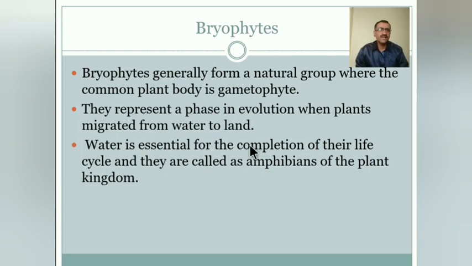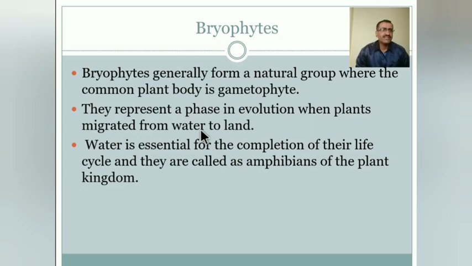Here, this is the last group, that is the bryophytes. Bryophytes generally form a natural group where the common plant body is gametophytic. Again, as we know, gameto means gamete, phyte means plant. That means the plant produces the gametes. That is known as the gametophytic plant body. It is a natural group. They represent a phase in the evolution when plants migrated from water to land.